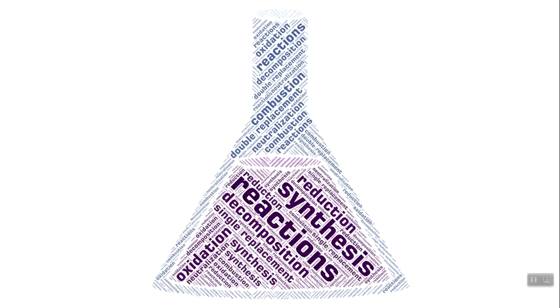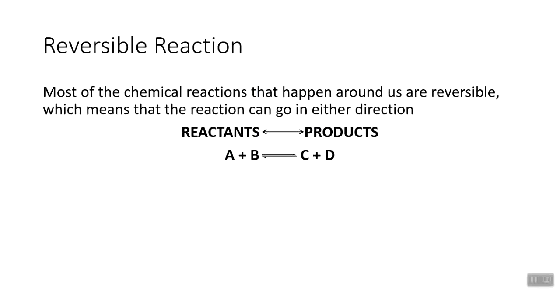And typically, when you think about a reaction, you're thinking about reactants forming product. Well, most of these chemical reactions are actually reversible. So when I say reversible reaction, I'm talking about reactions that can go in either direction. It can go from reactant to product, or product going back to reactant.